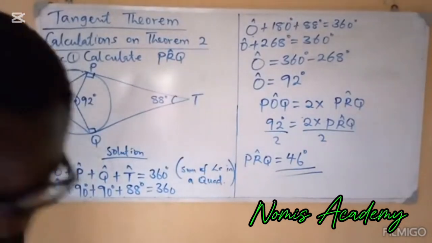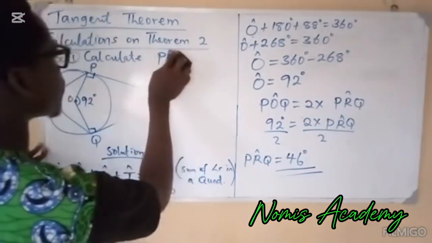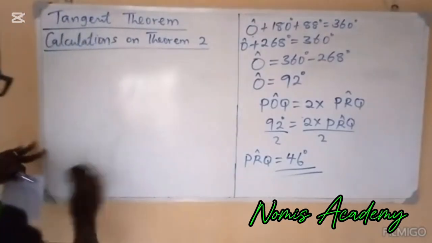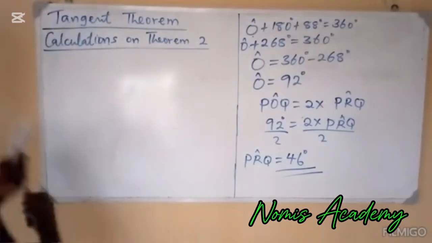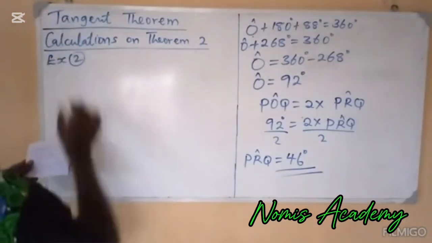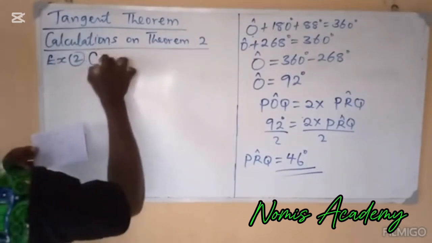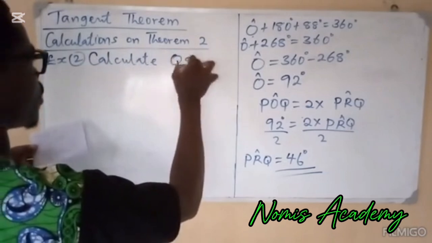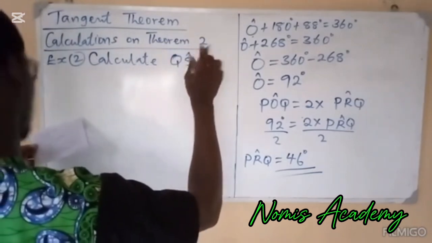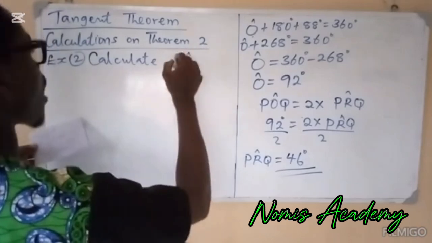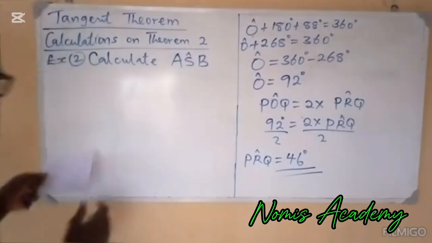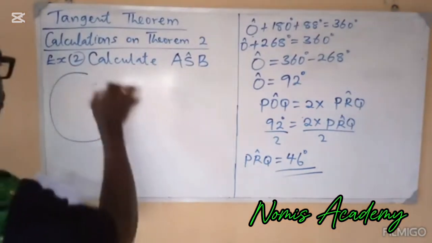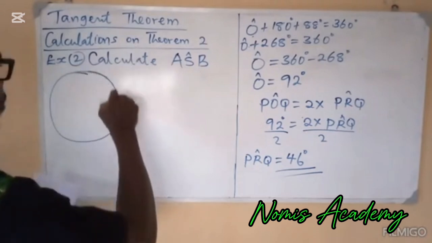Let's pick another example. So the next one, we have example 2. It says calculate angle ASB. Sorry, not Q. That is ASB. So we are going to find angle ASB, and here is the diagram.